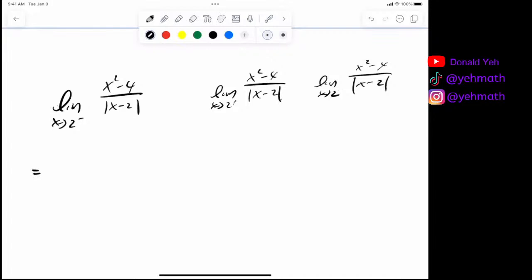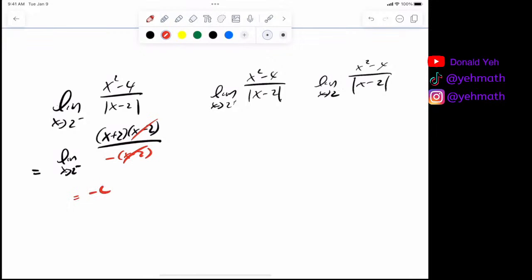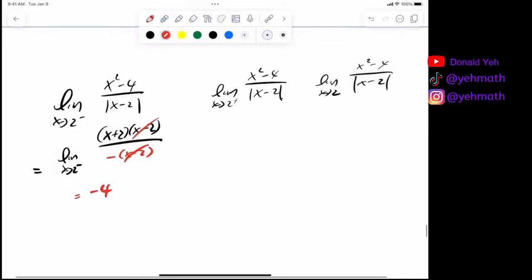Let's do 2 from the left first. So what would it be? Limit x approaches 2 from the left, right? This is x plus 2 over x minus 2, right? What happened at the bottom? Negative x minus 2. Good. So this cancels out. If you approach 2, that's going to give you negative 4, right? But the function is also negative x minus 2, which will end up being simplified. So I'm going to put that aside first.